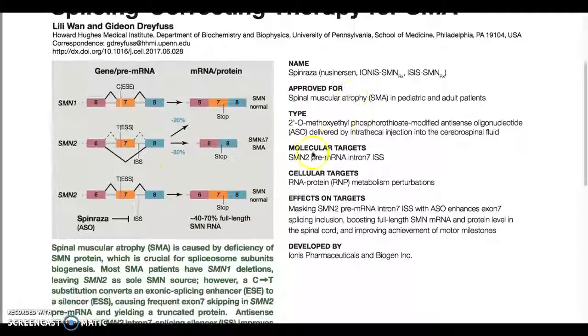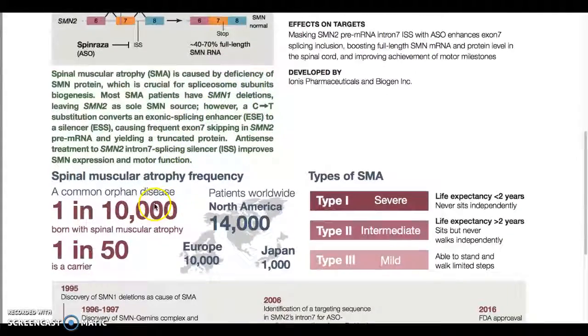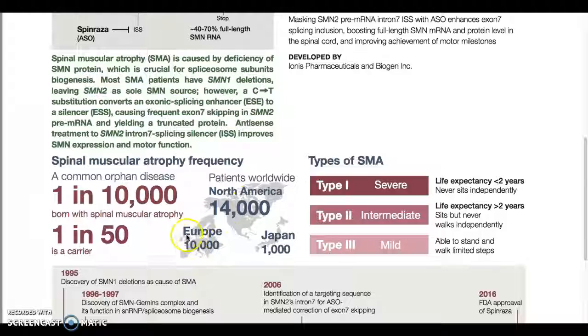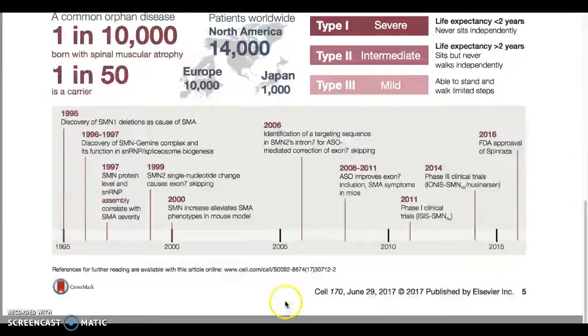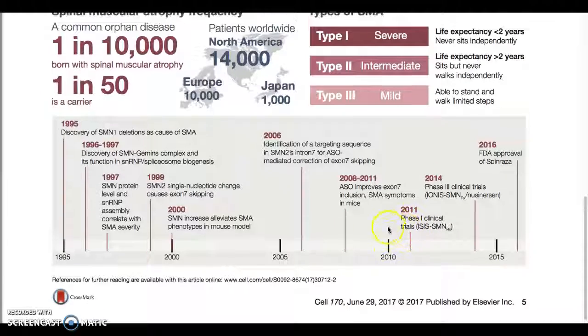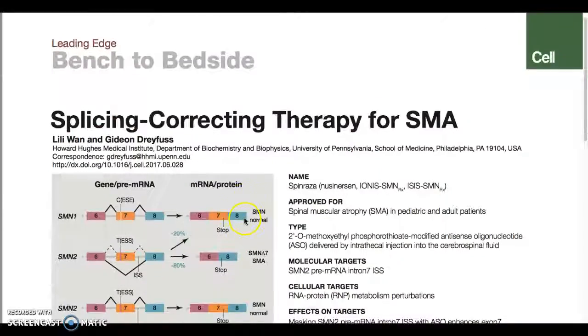We get some terms and nomenclature over here. We have these big bold statistics. And down at the bottom, we have a timeline of the major developments in the history of spinal muscular atrophy. Of interesting note, in 2011, ISIS was involved in phase 1 clinical trials. Pretty neat.